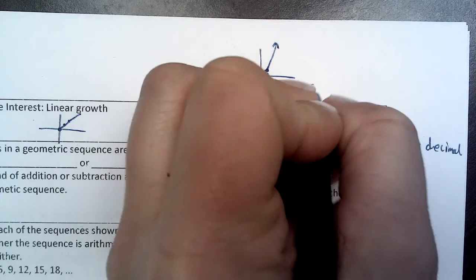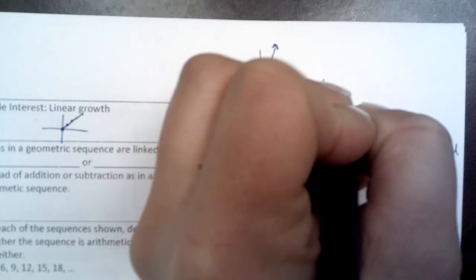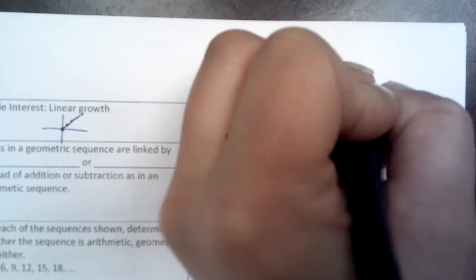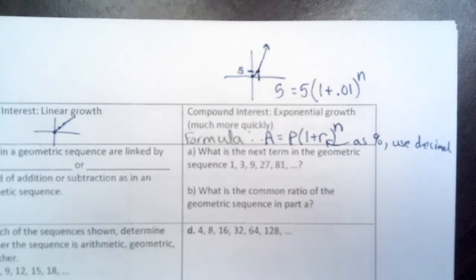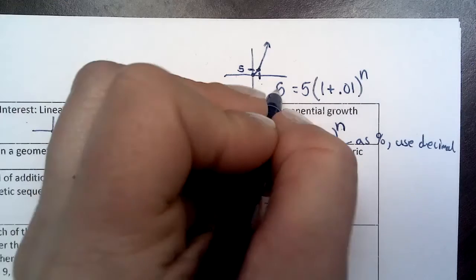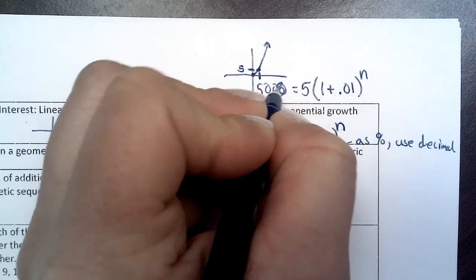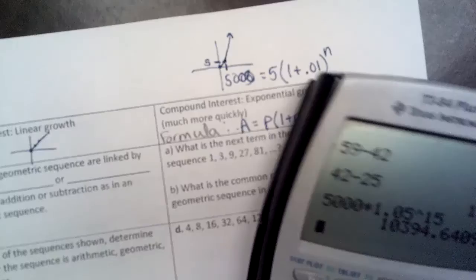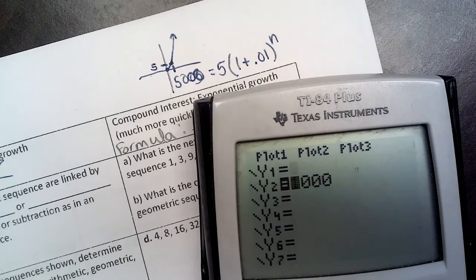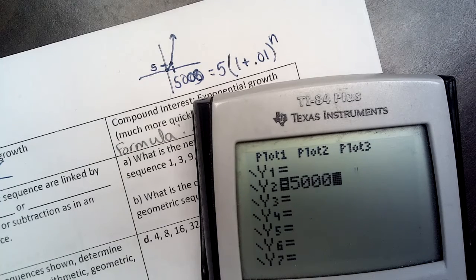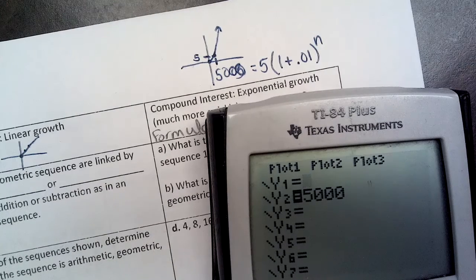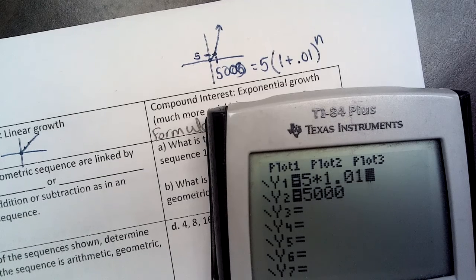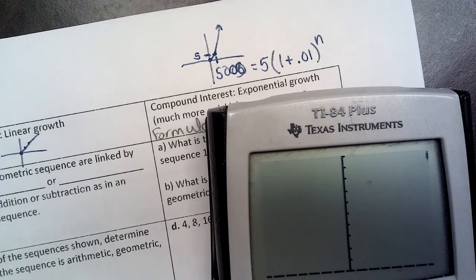So say I put $5 in an account that is at 1% interest, and I want to see how many years it's going to take me to get to not 5, but 5,000. Then I could go ahead and graph that. So I'm going to say, hey, 5,000 is what I'm trying to get to. So I'm going to put that in my Y2. Now in my Y1, I'm going to put this formula here, which is 5 times 1.01 to the X, or n power. And I'm going to see where these lines intersect.